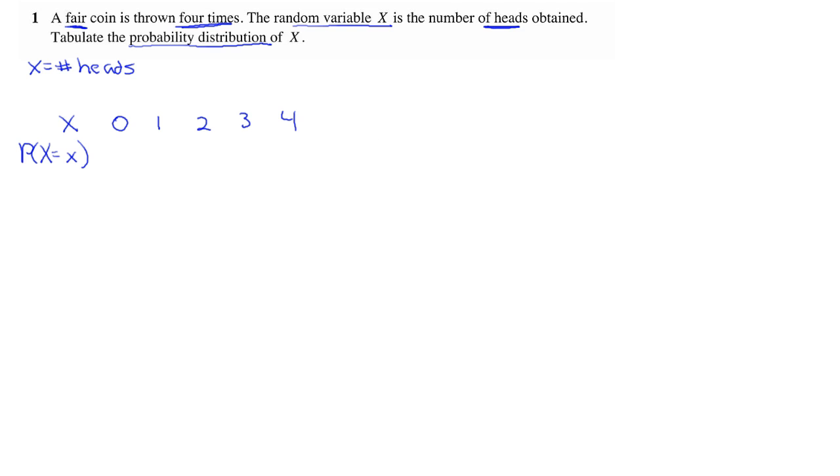Keep in mind, I'm throwing a coin 4 times, and what I'm interested in is the number of heads. Each throw has 2 possibilities, so that means I've got 16 possible outcomes that I have to figure out. There's a couple different ways to do it. One is to make a table and go through all the variations.